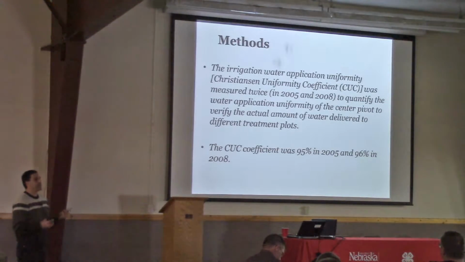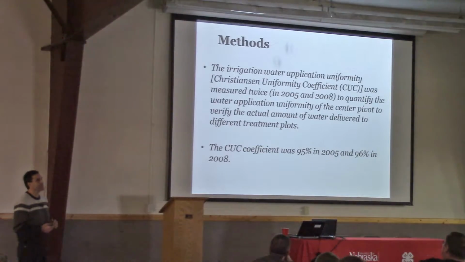Before we do any research, at least before I do any research, I check the integrity and quality of the instrumentation that we use. So for my standard pivot, for example, we check the uniformity of the nozzle package to make sure that what we are intending to apply is actually what is applied in the field.